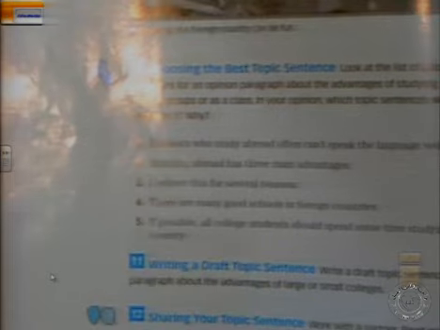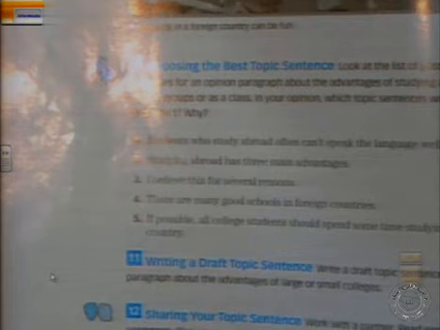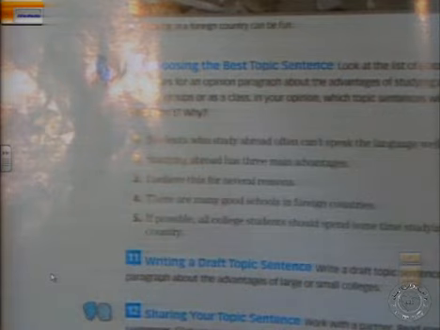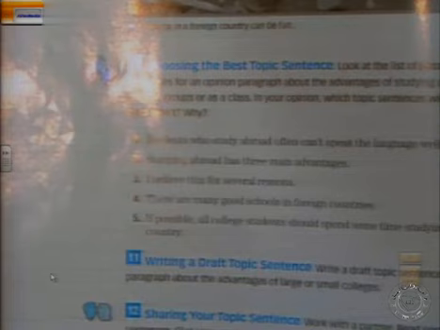We start with the first sentence, which is: students who study abroad often can't speak the language well. What do you think? Is this a good topic sentence or not? Well, I don't think that this is a good topic sentence, because here we have an overgeneralization.